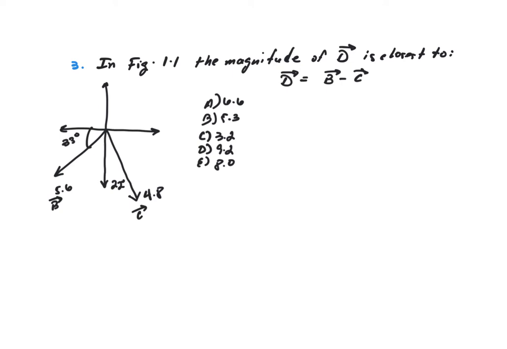Okay, so moving on to question 3 of work for the study plan, chapter 1. Question 3 is asking us in figure 5.1, the magnitude of D is closest to when the vector D equals vector B minus C. So we're given here on our graphs, we see vector B over 33 degrees, and we see vector C with a 22 degrees.